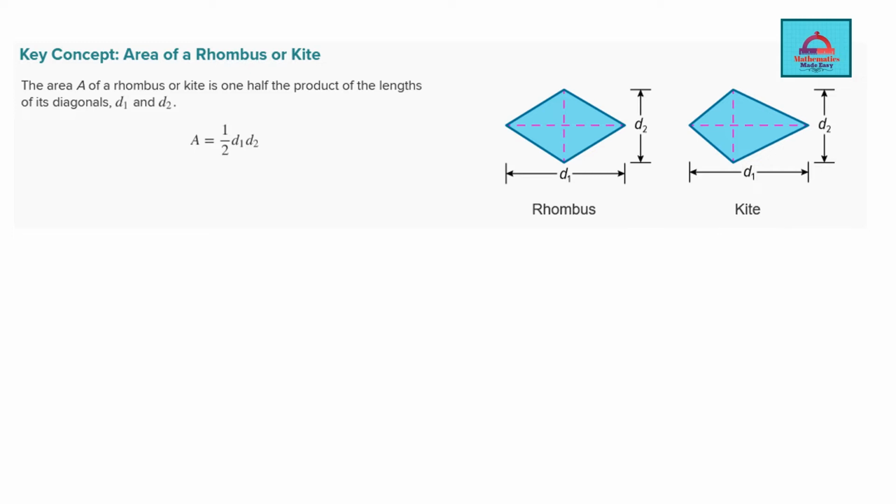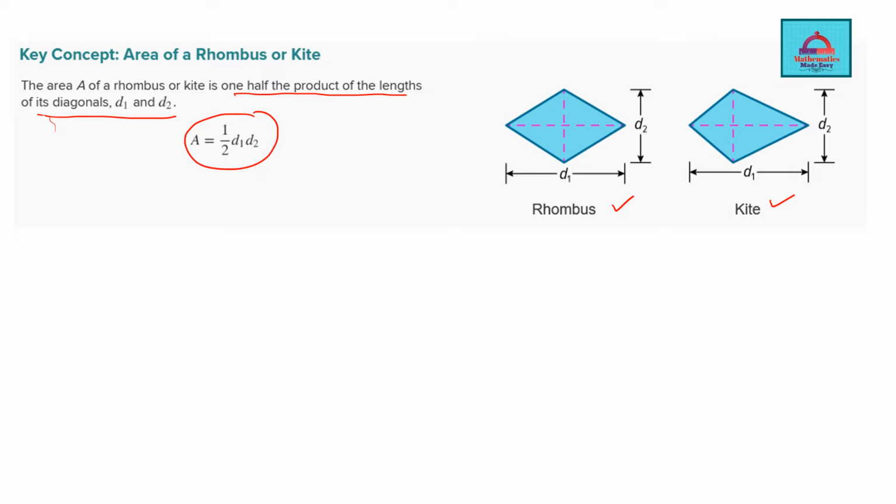The area of a rhombus or a kite both can be found by this formula, which is 1/2 of the product of the length of the diagonal. So if the two diagonals are D1 and D2, the length are given as D1 and D2, then its area is equal to 1/2 D1 times D2. So even if it is a rhombus, even if it is a kite, if you have the length of the diagonals given, you can find its area.